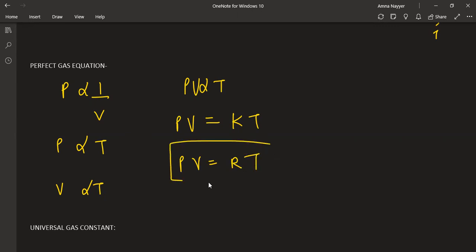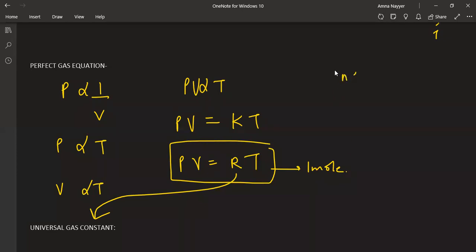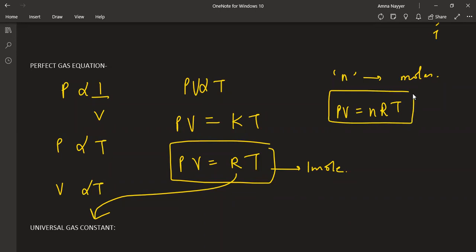This is your equation. This R is the universal gas constant. Fine. P is pressure, V is volume, T is temperature. But this is valid for only 1 mole. If, let's say, I have n number of moles, n moles are present, the equation will become PV is equal to nRT. This you will study in chemistry, or you must have studied in chemistry. PV is equal to nRT.